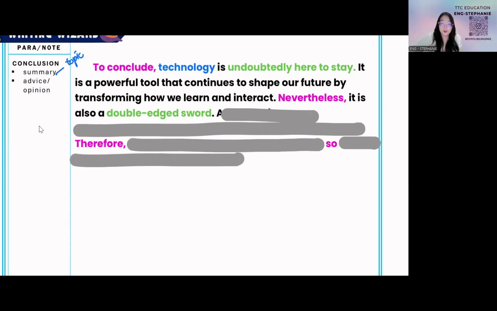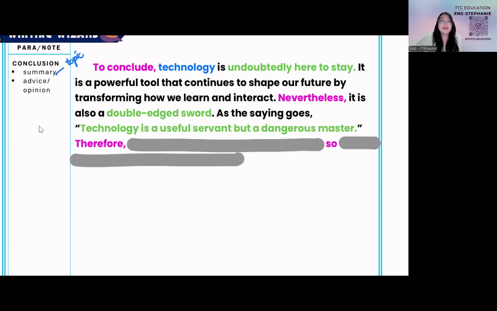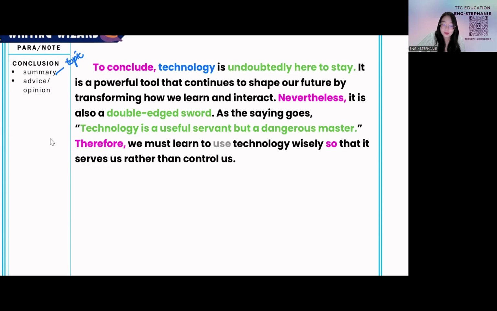Double-edged sword, right? As the saying goes, here we put in our quote. So when you say good and bad, technology is a useful servant. So it's good for you to use them as a help, as an assistant, but a dangerous master. Don't let them control you. But because we are talking about a quote, you need to explain a bit just in case people don't know the meaning of this quote. So therefore, this is your effect. Therefore, we must learn to use technology wisely so that it serves us rather than control us.